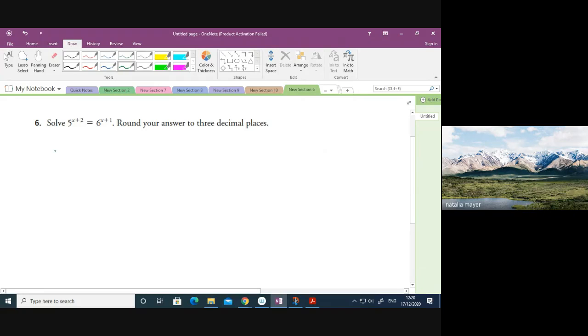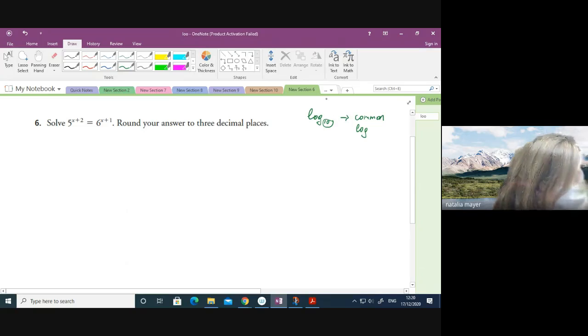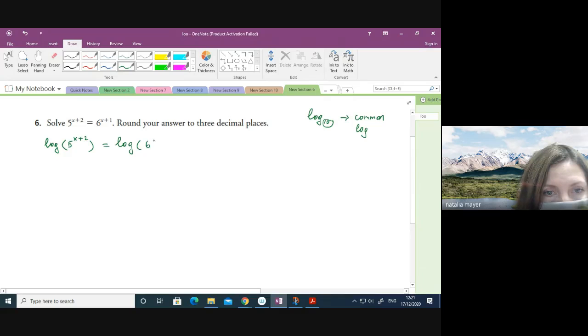So in this course, we will always use common logarithm, which means the base 10. It's called common because it's most commonly used in science. Okay, so common logarithm. So let's write it. When you write it, please put parentheses so that you are not making mistakes here. So it's logarithm of 6 to the power of x plus 1.